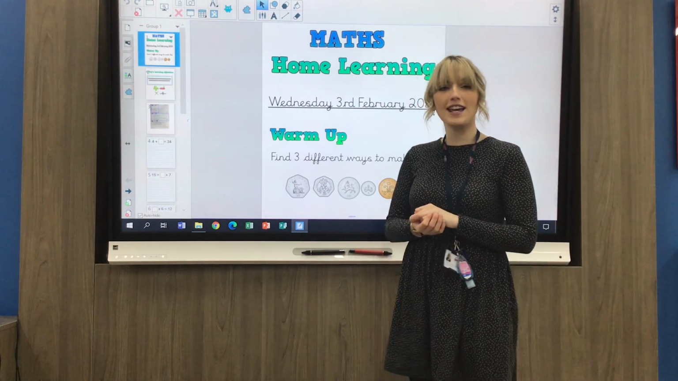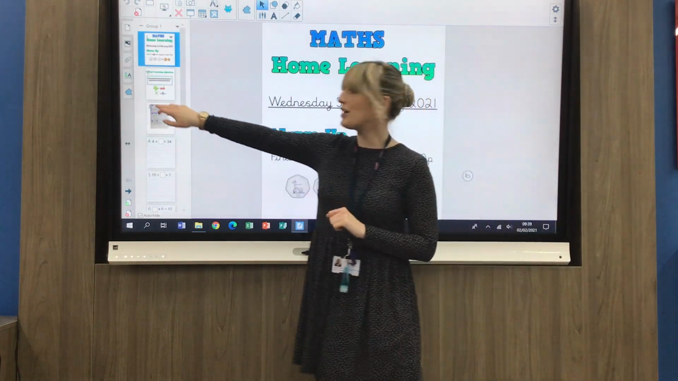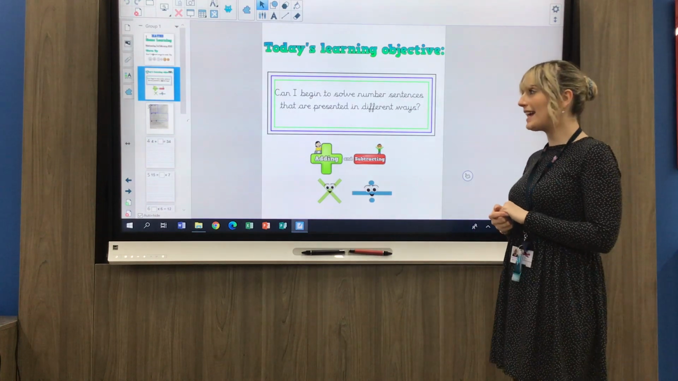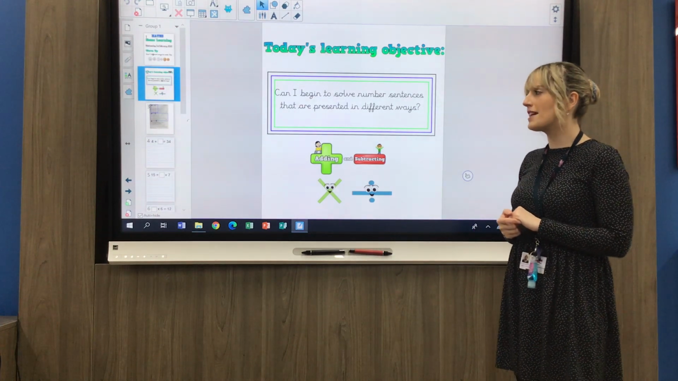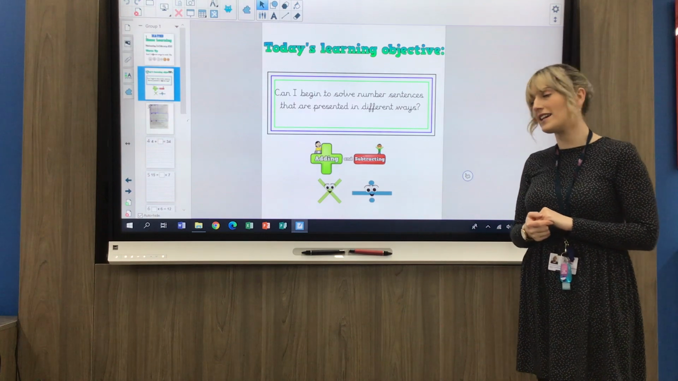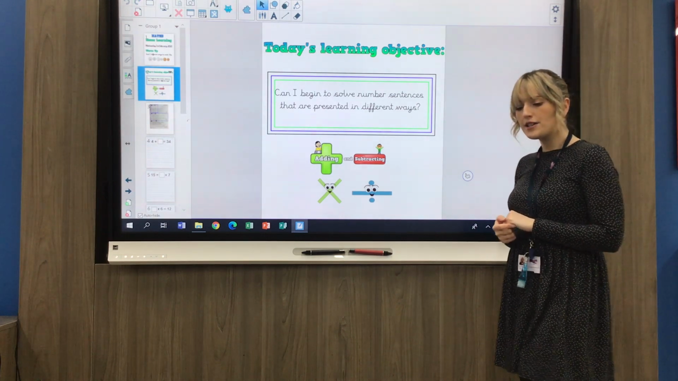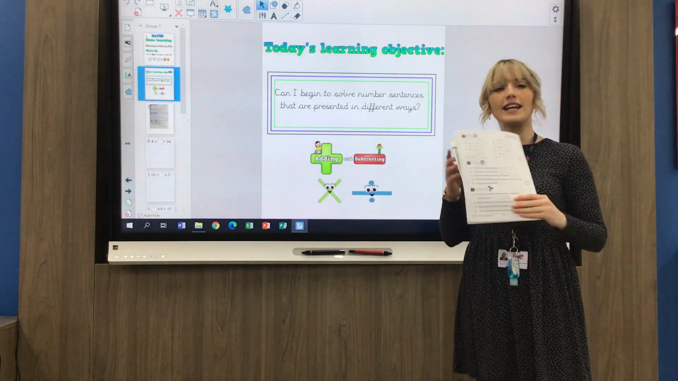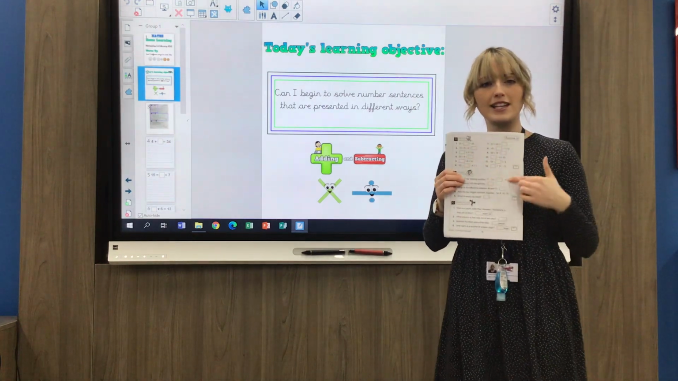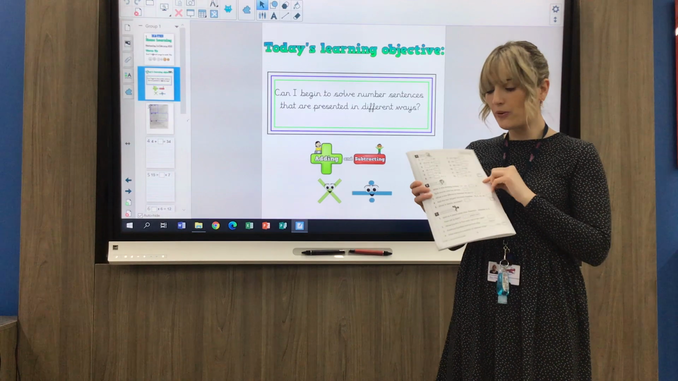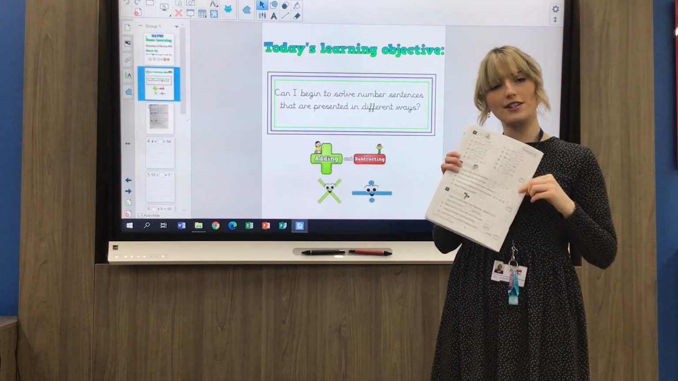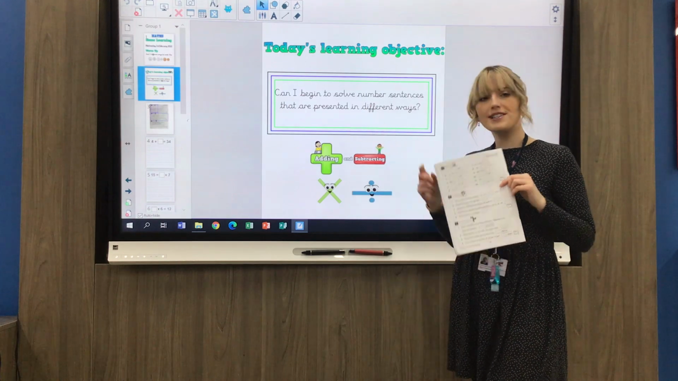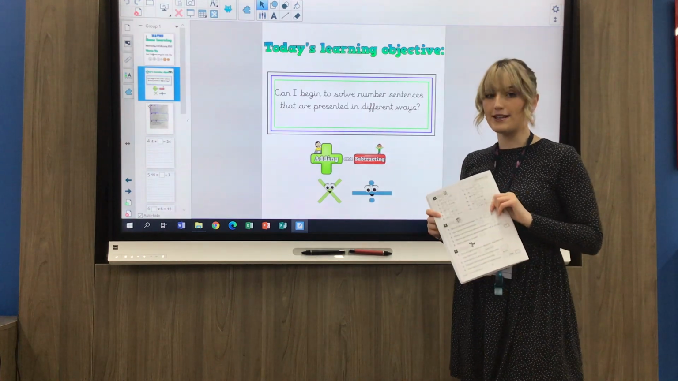Okay, on to today's learning then. Let's have a look at our learning objective. It says, can I begin to solve number sentences that are presented in different ways? So today in our booklet we are on page 18, and if you have a little look at page 18 you will see that our questions are a little bit different today. We're going to be looking at questions that are presented in different ways.